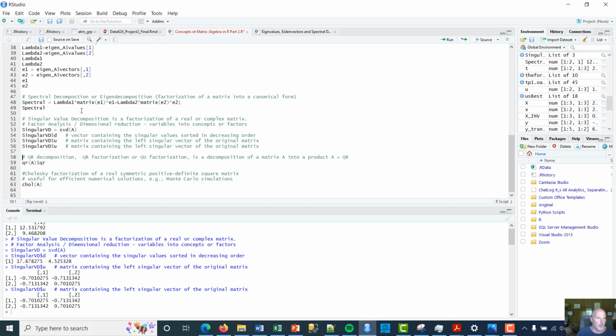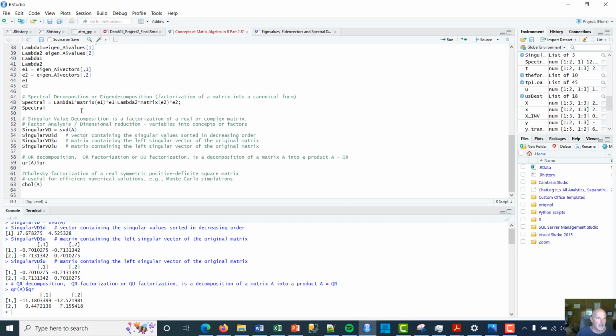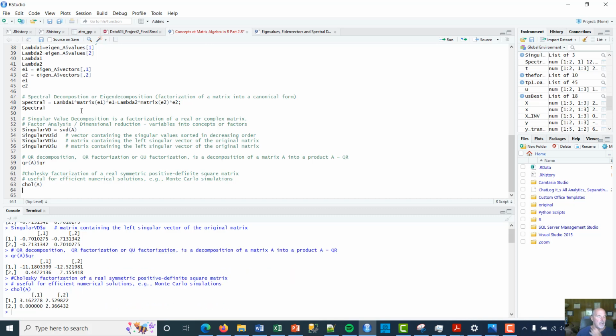And then just 2 more quick functions. One is QR decomposition. To do that of A, we use that function there. And again, Cholesky factorization for a symmetric positive definite square matrix. And so we'll do that. There are some requirements for every one of these. The matrices have to be invertible in some circumstances, et cetera.